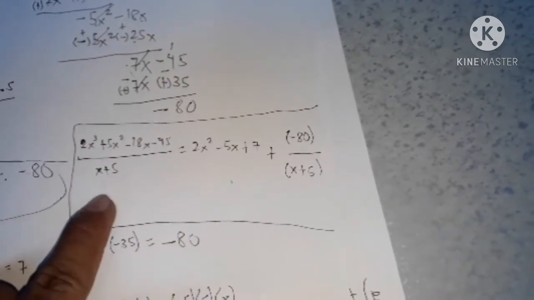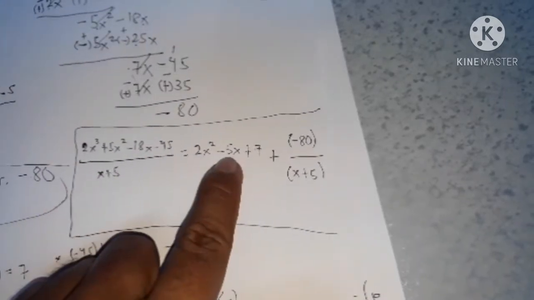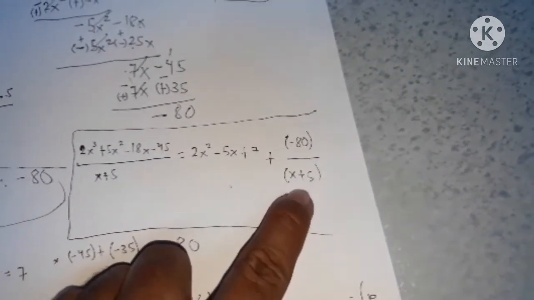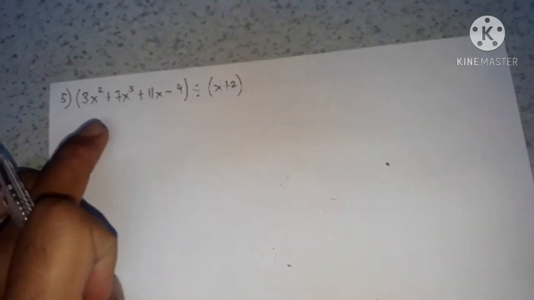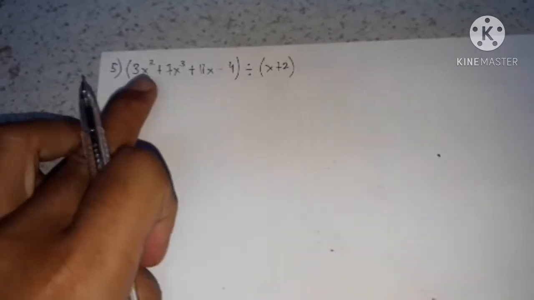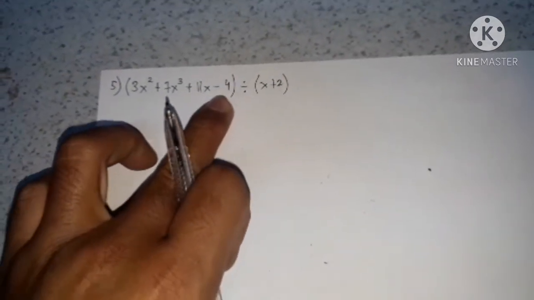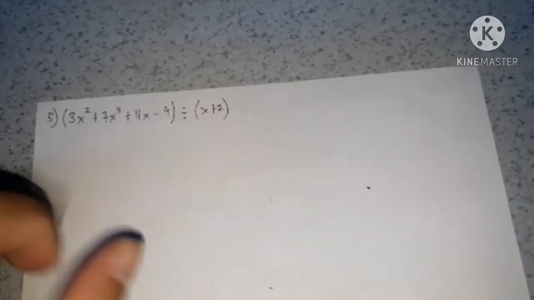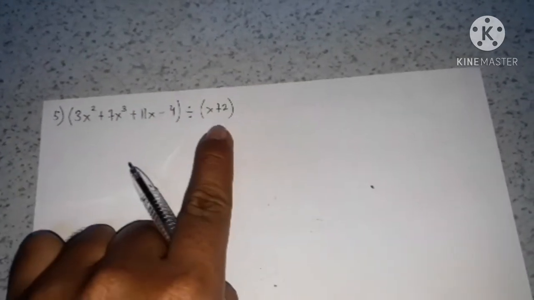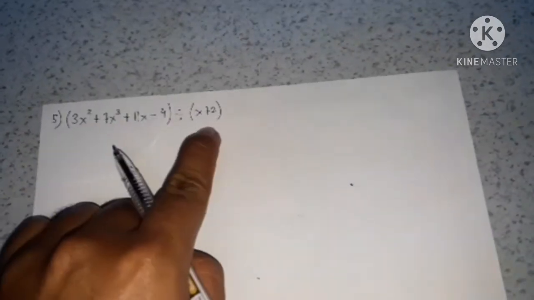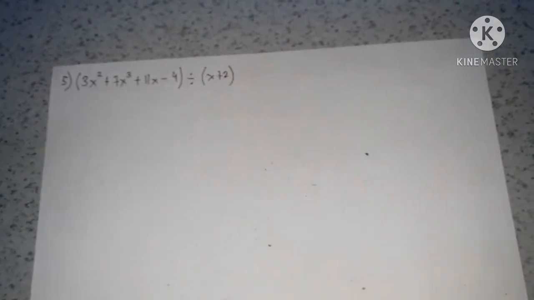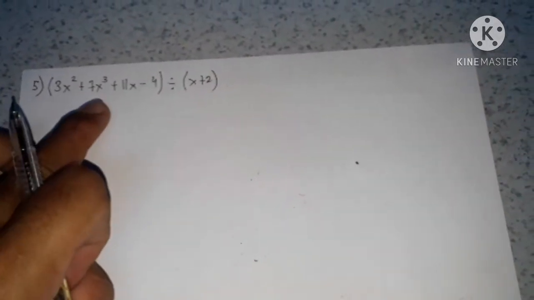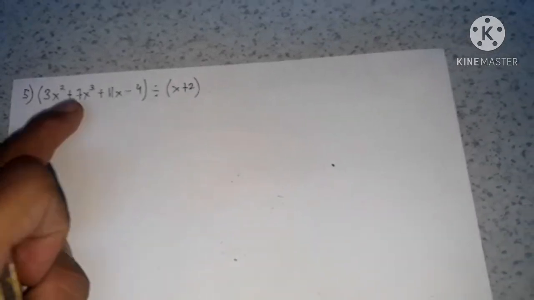Again, dividend divided by the divisor is equal to the quotient plus the remainder over divisor. Okay, for example number 5, we have 3x squared plus 7x cubed plus 11x minus 4 divided by x plus 2. So, this is the dividend, this is the divisor. Again, first step, arrange the terms of the dividend in the divisor, decreasing powers of the variable. So, ganun ulit.